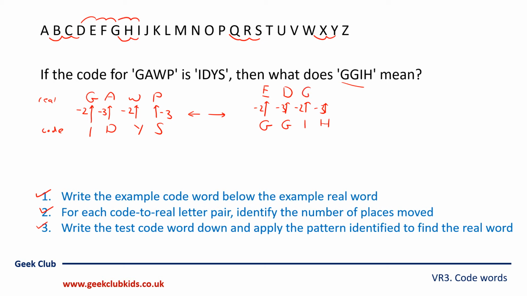And then finally, for the last letter, we're going to go back 3 letters from H. So 1, 2, 3 would be an E. So now we know that our real word for GGIH would be edge.